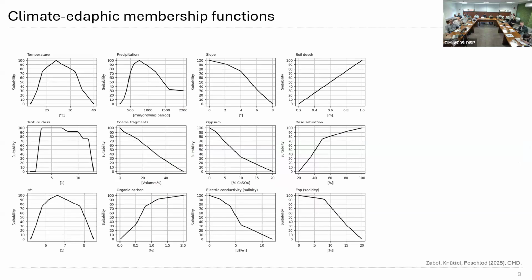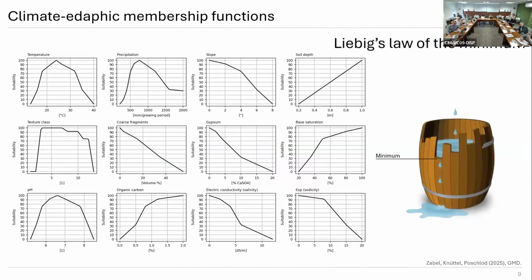And then we have a lot of different inputs, mainly temperature, precipitation, and a lot of different soil and terrain inputs that we consider, and we have a different membership function for each of these parameters. And then we apply Liebig's law of the minimum for all of these different functions.